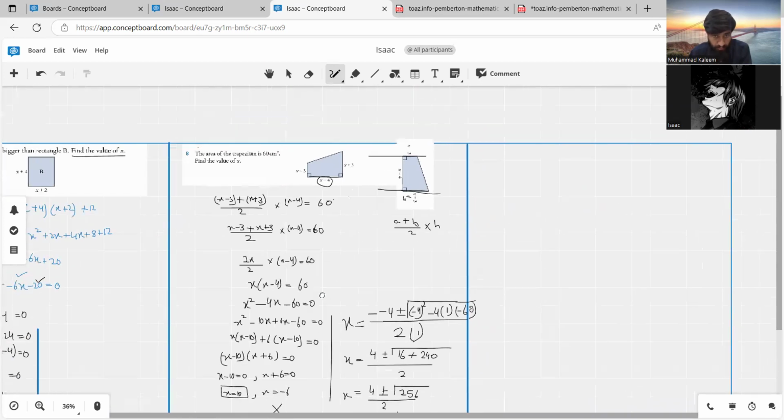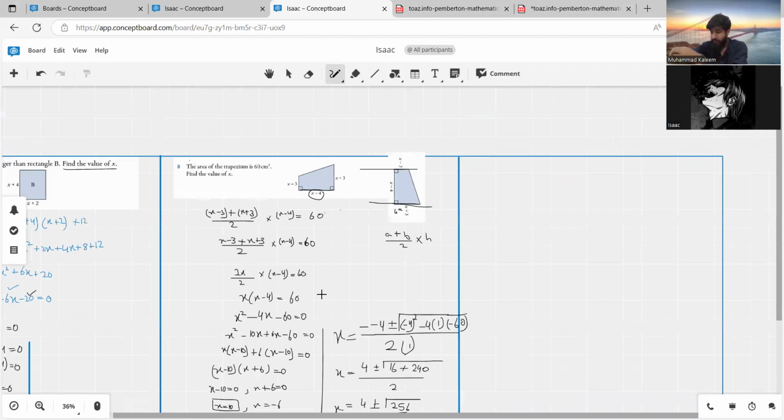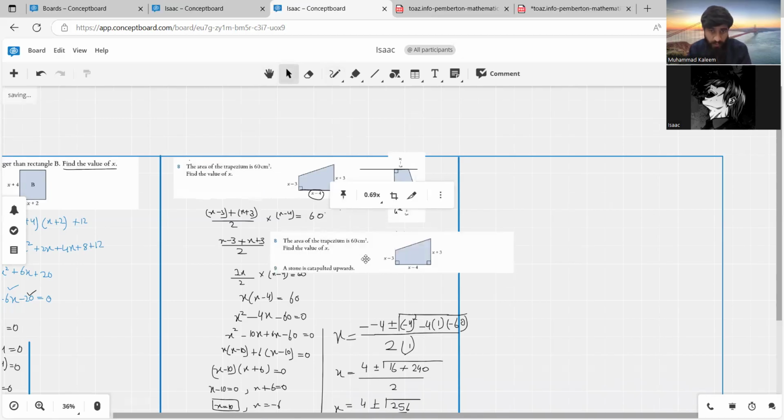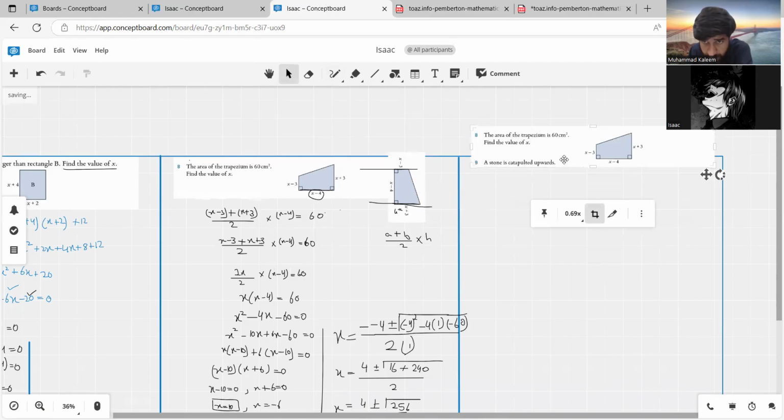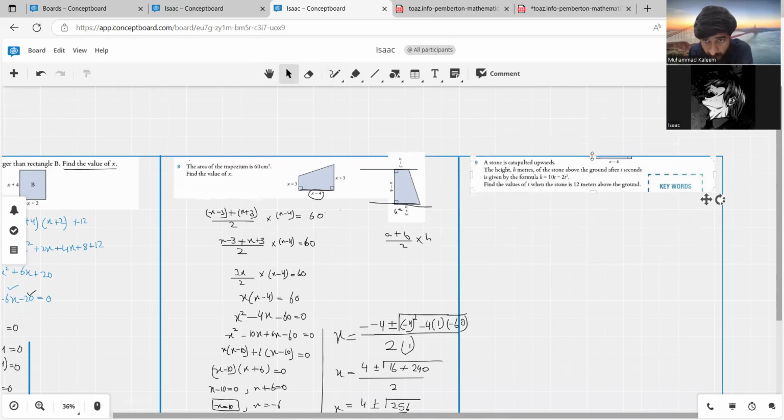Yeah. Okay, I think you still need to practice this kind of question. So let's practice one more. Question number 9. Try to solve it.